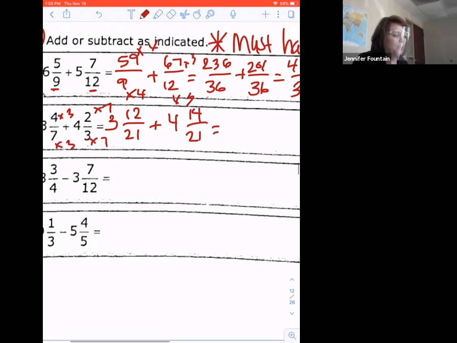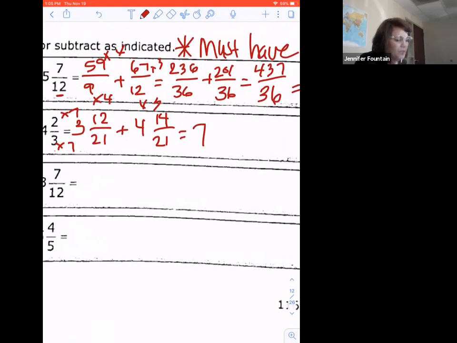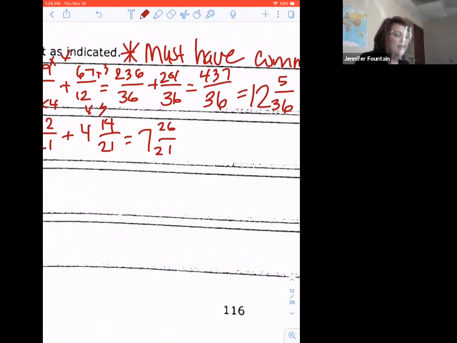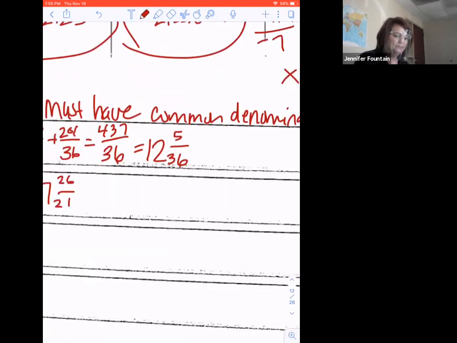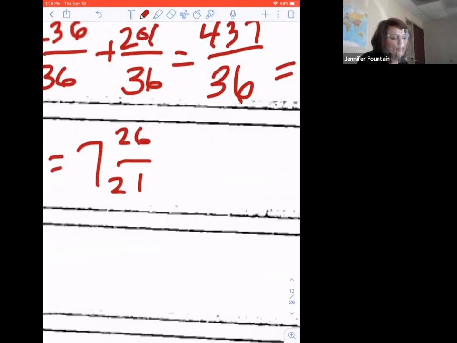So in this one, I add my whole numbers. 3 plus 4 is 7. 12 plus 14 is 26 over 21. And so now I need to fix that 26 over 21. So 21 will go into 26 one time. So that means now my whole number is 8. I had 7, I add the 1 that I was able to pull out. And so I have 5 over 21. So 8 and 5/21, 8 and 5/21sts.